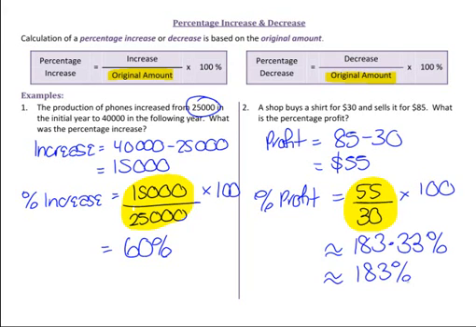Now this would be the same if I was looking at percentage loss. It'd just be what is the loss, and then the loss over the original. Key is always over the original.